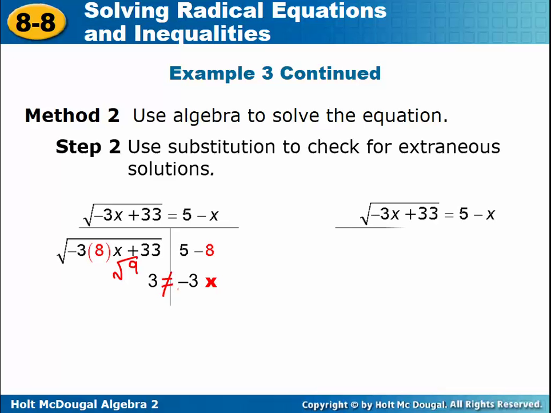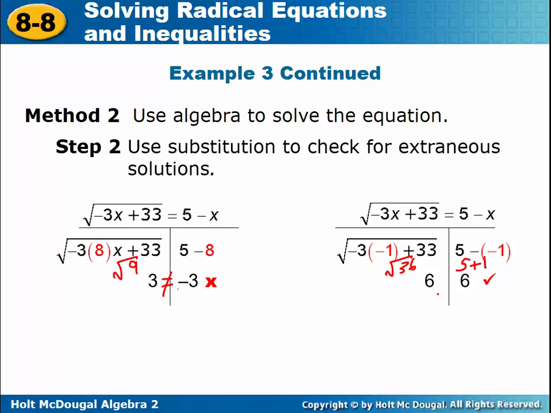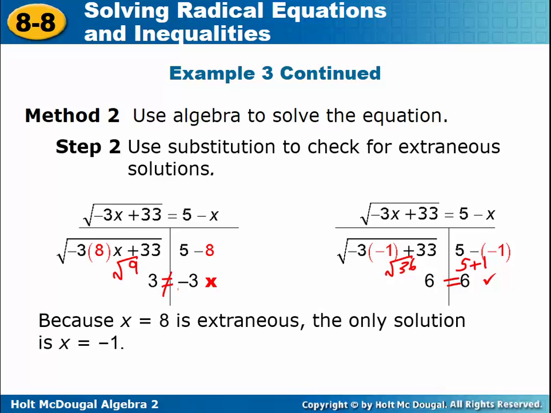The other one, x equals negative 1, when we plug that in, we get 3 plus 33, the square root of 36, which is 6. And on the other side, we have 5 minus a negative 1. Be careful there, which is the same as 5 plus 1. And it is 6. So that one works. The 8 did not work, but the negative 1 did work.